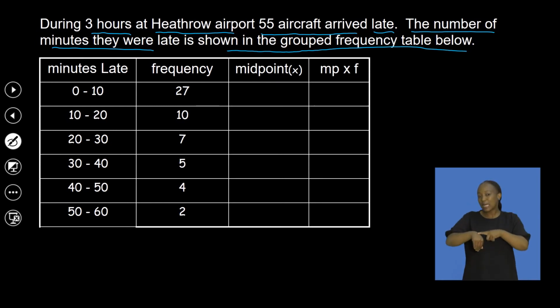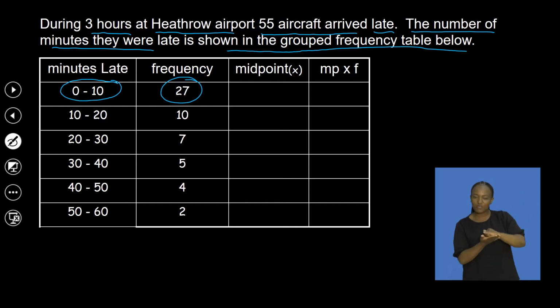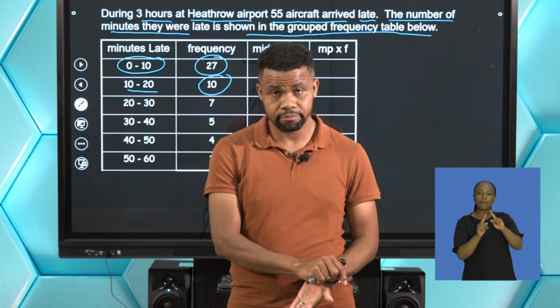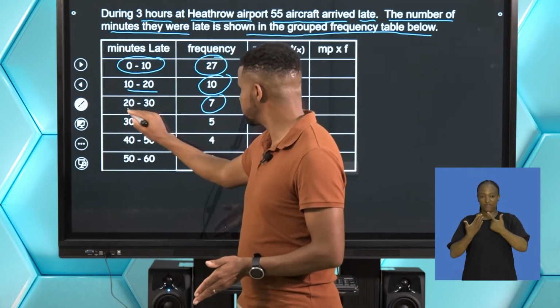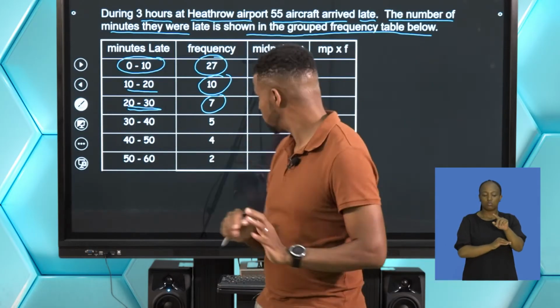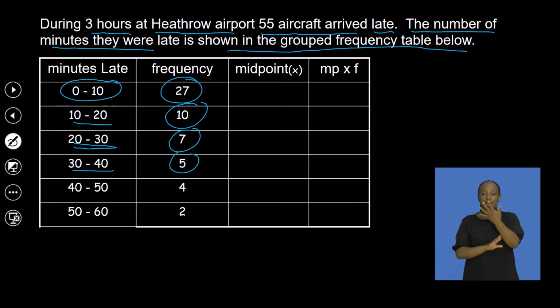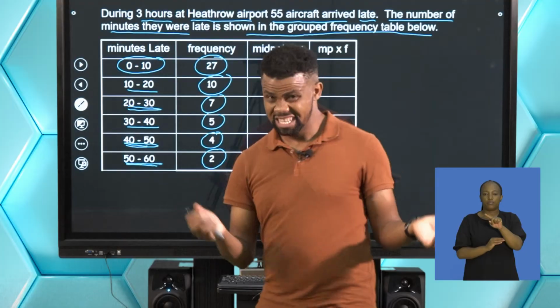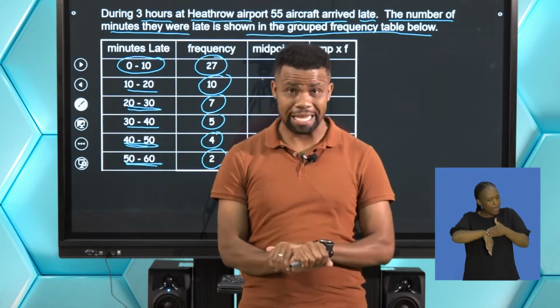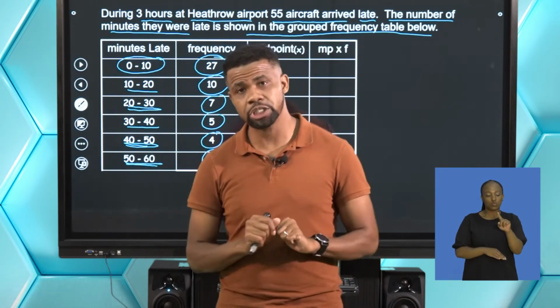So what we know is that planes that arrived late by 0 to 10 minutes, there were 27 of them. So 27 aircraft arrived 0 to 10 minutes late. 10 arrived between 10 and 20 minutes late. And 7 by 20 to 30 minutes late. 5 by 30 to 40 minutes. 4 by 40 to 50 minutes late. And 2 by 50 to 60 minutes late. I mean, 50 to 60 minutes implies you're going to wait for an hour. That's too late, actually. Even 40 to 50 minutes late is just too much for an aircraft.